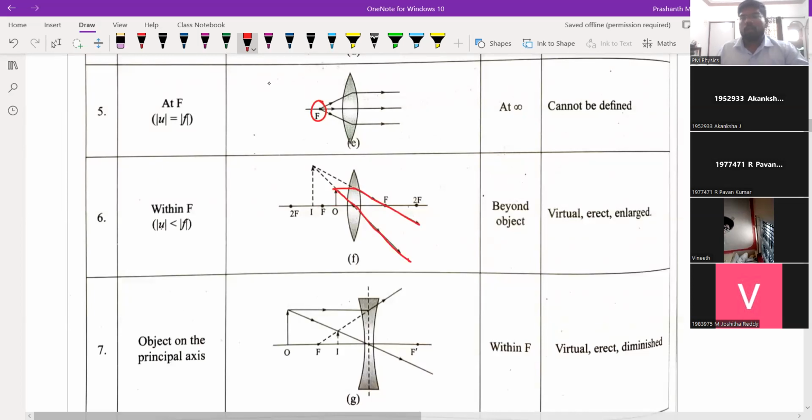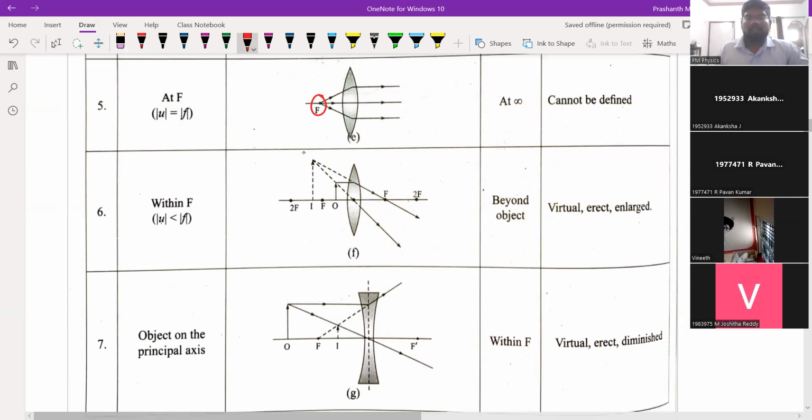If they're not going to meet, what do you have to do? We have to trace it backwards. If we trace it backwards, yes, they are appearing to be meeting at the back. That is, a virtual image is formed. It is erect, and one more thing, it is enlarged. So if you want to find virtual magnification, where the object has to be placed, only one place we can put, that is between F and O in case of convex lens.